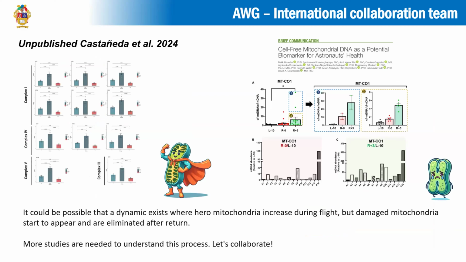So here, thank you very much, Lorca. It is super important to understand that there is a possible dynamic in which hero mitochondria are possibly increasing during the flight, but damaged mitochondria start to appear and are eliminated after their return. So more studies are needed, and let's collaborate to further know what is happening with these extracellular mitochondria. And hopefully they have a hero mode of acting, which we could, for example, use to infuse astronauts with very good and healthy mitochondria in order to replace or help in the replacement of the others that are damaged.